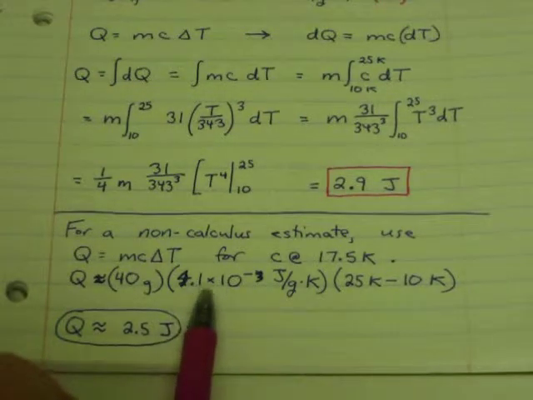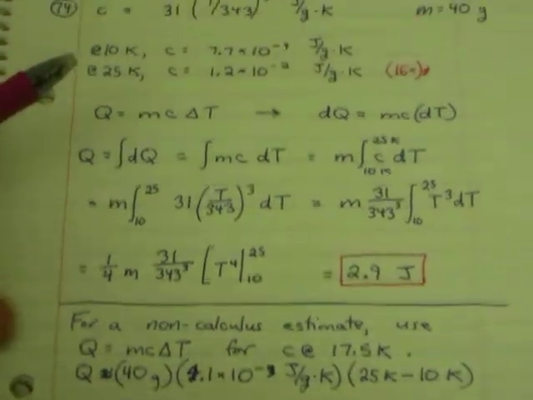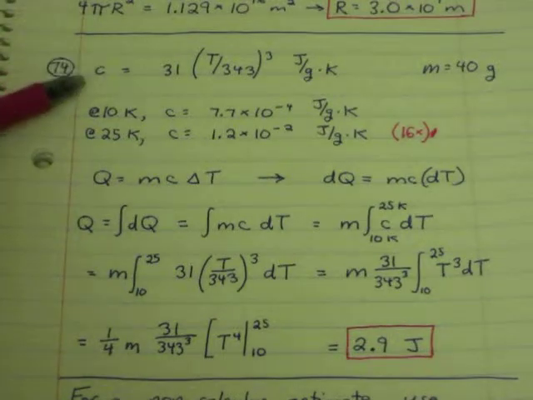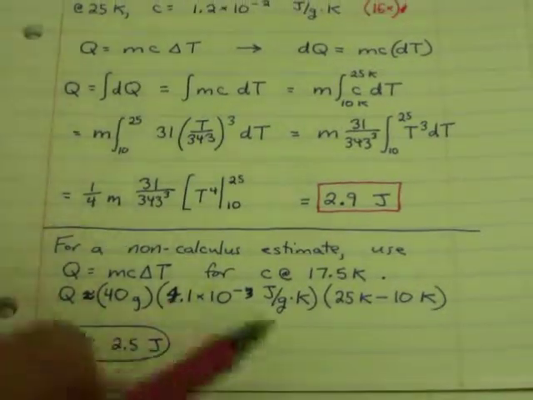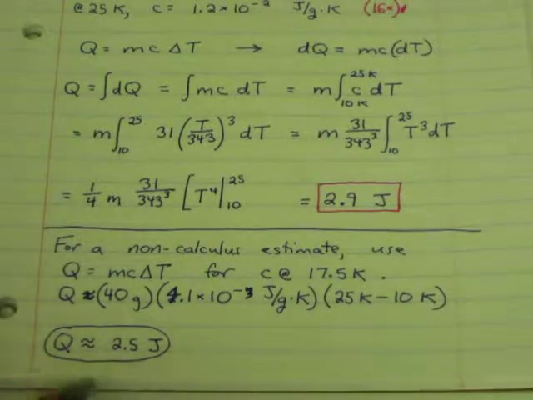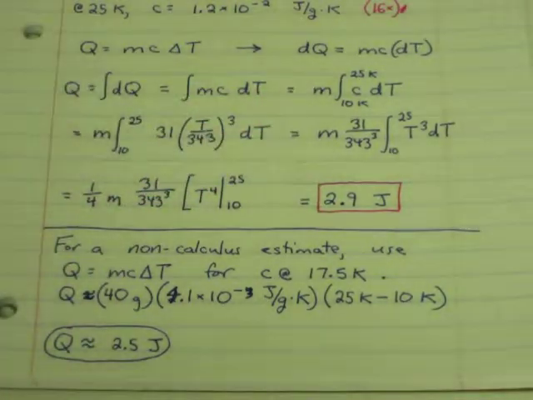So let's apply Q equals mc delta T with the specific heat at the middle temperature. I got 4.1 times 10 to the negative 3 by plugging into this original equation, times the temperature difference from 10 to 25, and I got the crude estimate of 2.5 joules, which isn't too bad, not too far off from the exact 2.9 joules. And that is the end of the Chapter 16 homework.